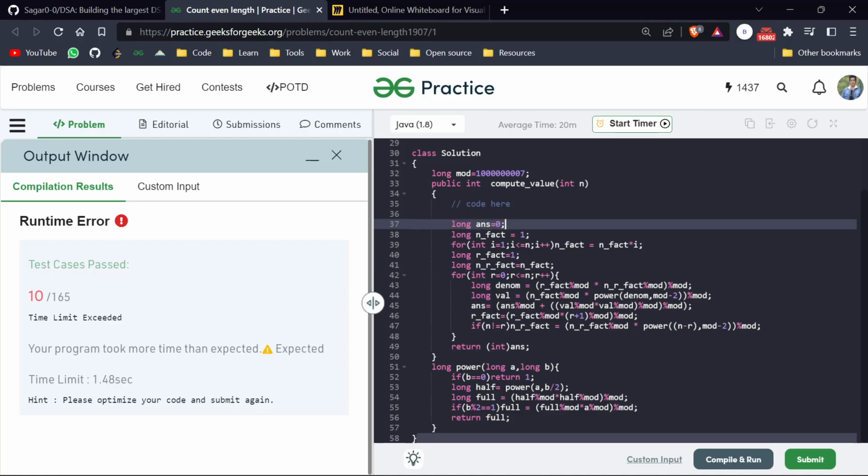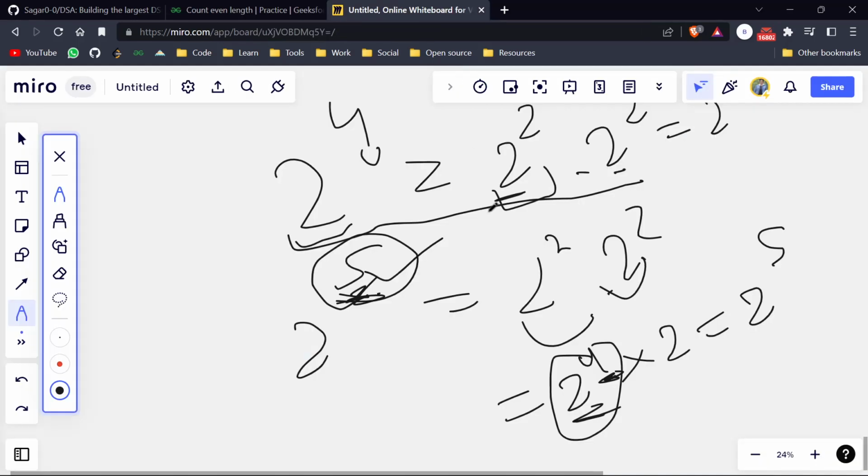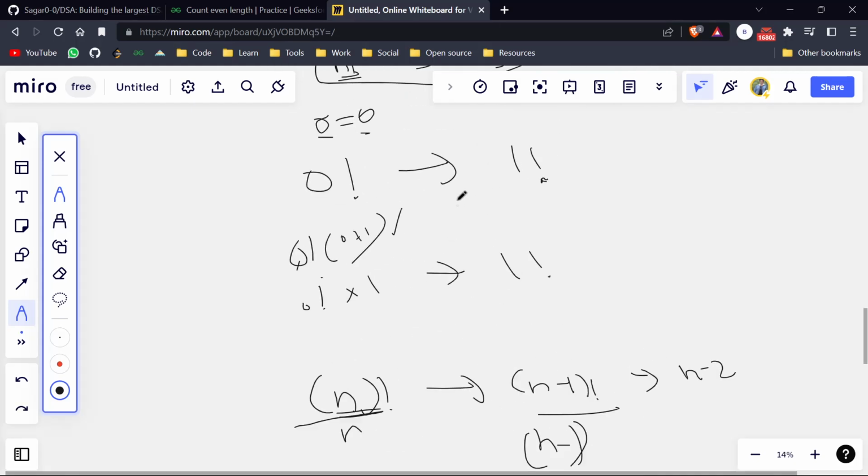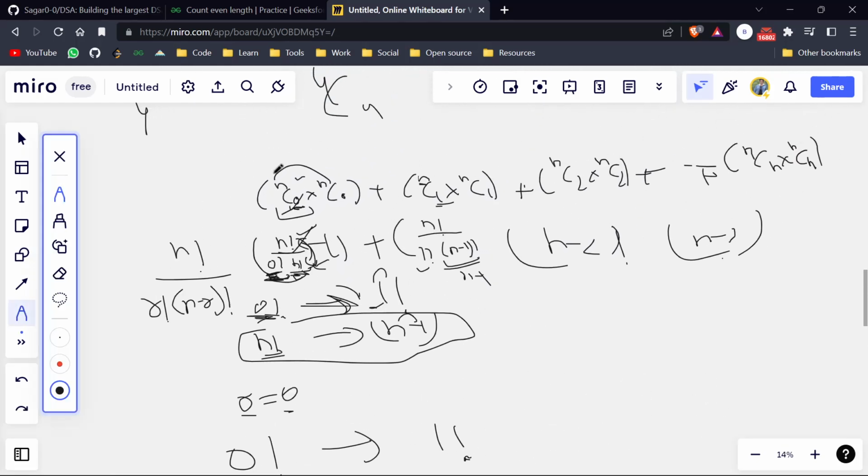So our answer is 0 and we are starting from 1. All right. And we are finding n factorial in O of n time. And after that, we are moving from 0 to n. So we are just doing the same thing we talked about here, just doing this from 0 to n.